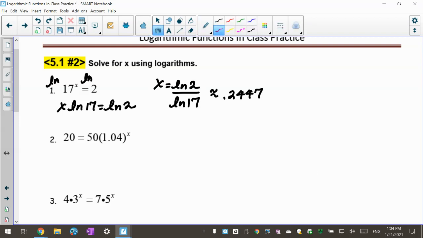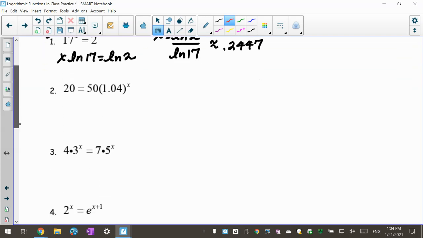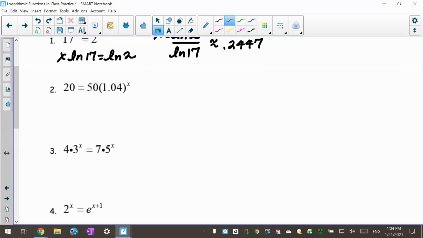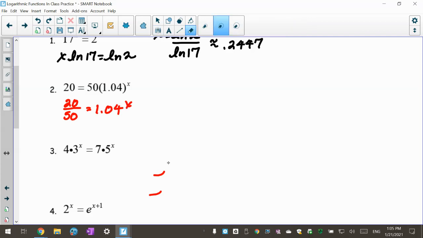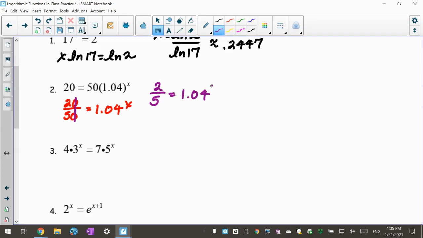So let's do the next one. The next one has a little bit more to it. Now remember, I always say try to do some normal math and make it easier on yourself. As I look at this, I see that 50 is multiplied by that. And when I say normal math, it's the things you've done previously: adding, subtracting, multiplying, dividing to solve equations. So I'm going to divide both sides by 50. So I have 20 divided by 50 equals 1.04 to the x. I'm still solving for x, but now it's a little bit more manageable. And the other cool thing is I now have 2/5 equals 1.04 to the x. This is much easier to now start logging to solve for x.